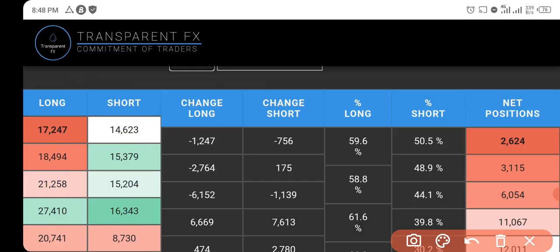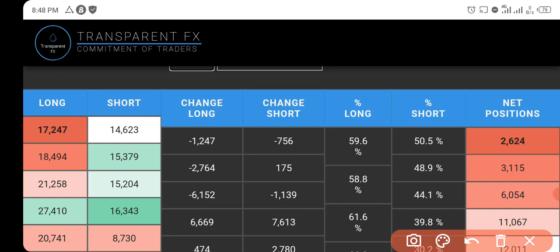So let's see what we have here. Now the change long, from here we closed 6,000, closed 1,000. You can see we closed more long than short. The market is bearish. Here we closed 2,000, opened 100, meaning the market is bearish. Here we closed 1,200, closed 700, meaning the market is bearish.